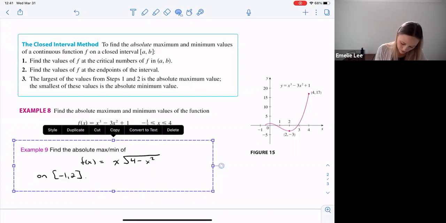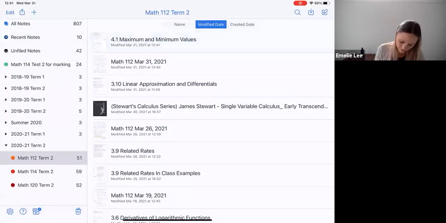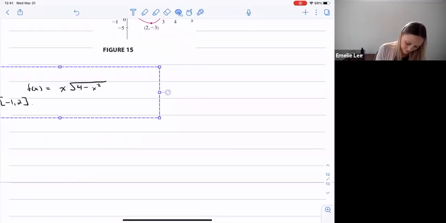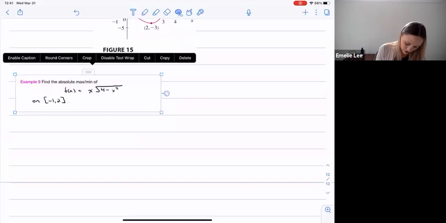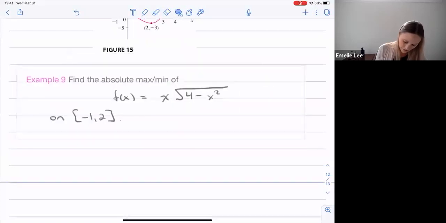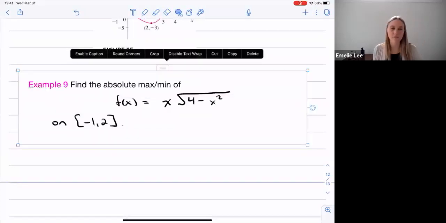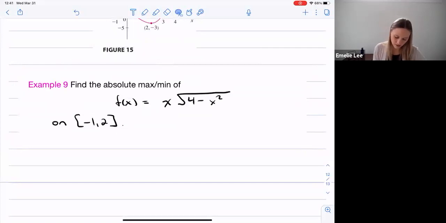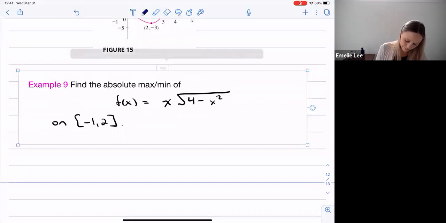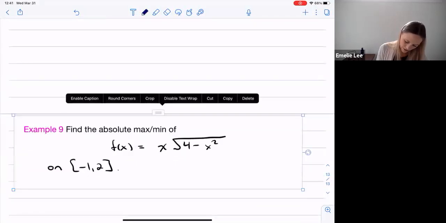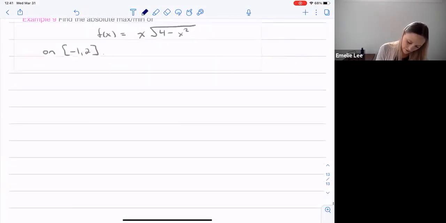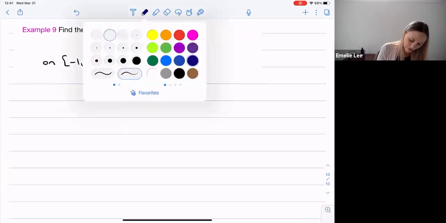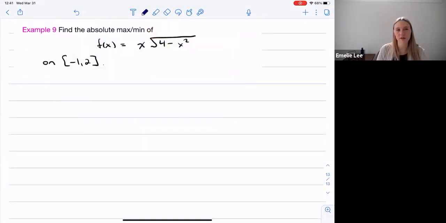Oops, copy. Oops, paste image. That's what I want. So we want to find the absolute max and min of this function. And so it's on page... So we have f of x is x times the root of 4 minus x squared.